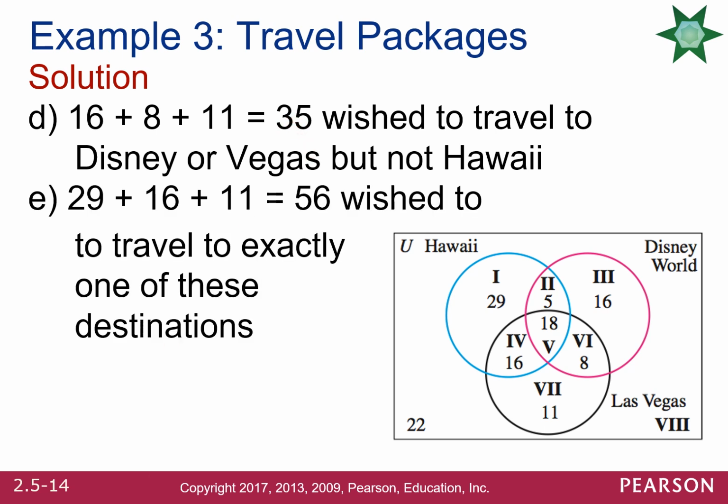The last part asked how many wish to travel to exactly one of these destinations, and that would be region 1 plus region 3 plus region 7. How many were interested in just one destination? It could be just Hawaii, or just Disney, or just Las Vegas. So it's 29 plus 16 plus 11, which is 56, who wish to travel to exactly one of these destinations.